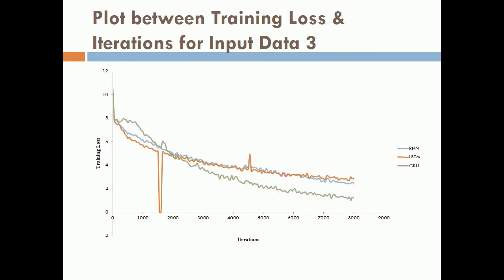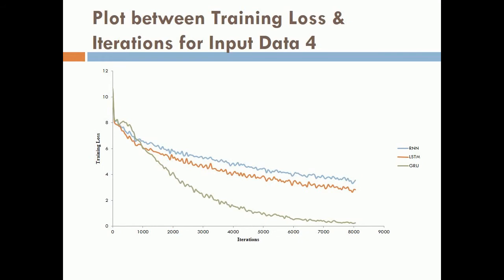Plot between training loss and iterations for input data 3. We can see that training loss is minimum in case of LSTM in early iterations, but after that GRU has minimum loss. Plot between training loss and iterations for input data 4. We can see that training loss is minimum in case of GRU, as iterations are increasing, loss is almost zero.